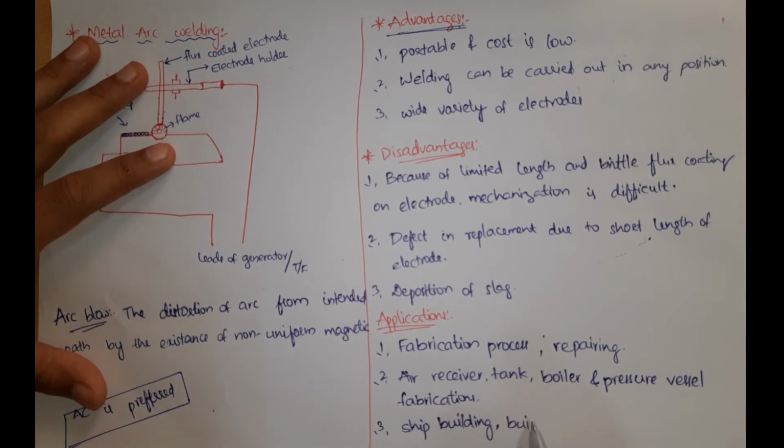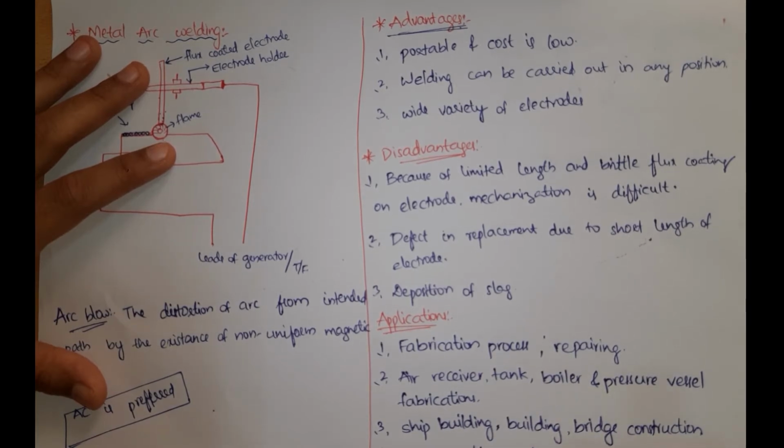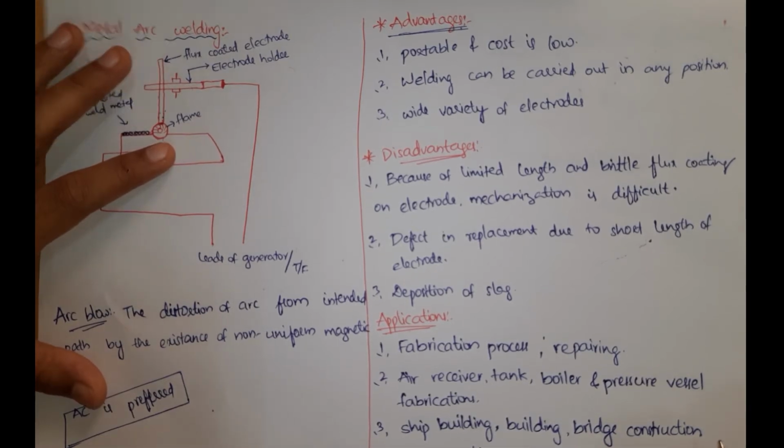Also buildings, bridge constructions, wherever there is a need for long metals, right? These are also applicable in the automotive and aircraft industry. So these are some of the major applications of metal arc welding.